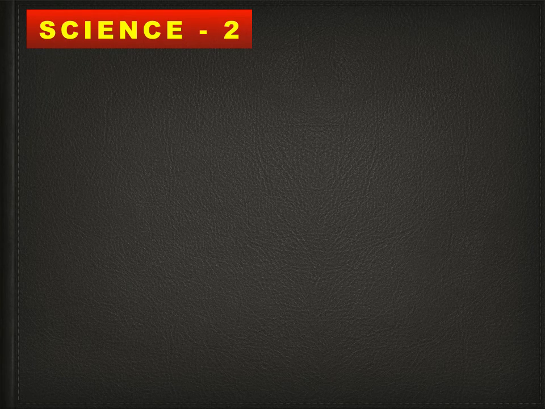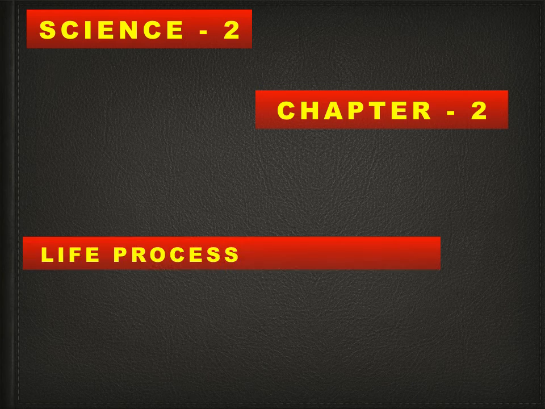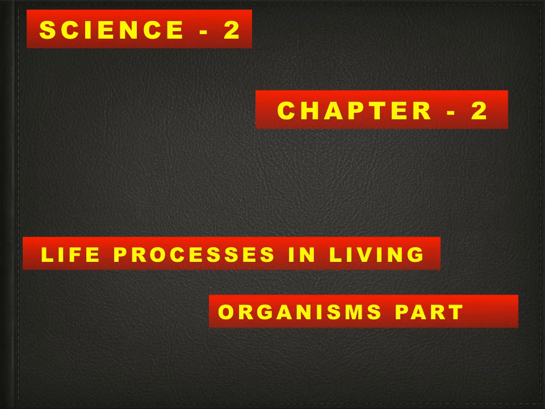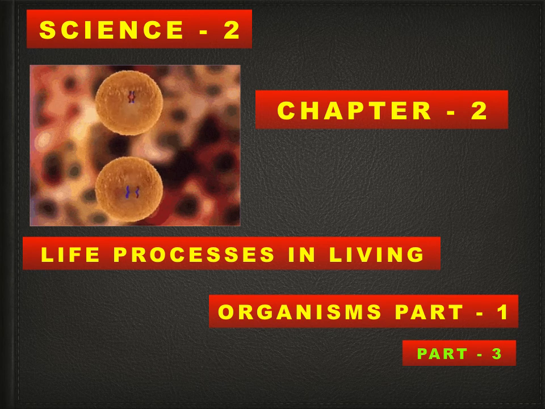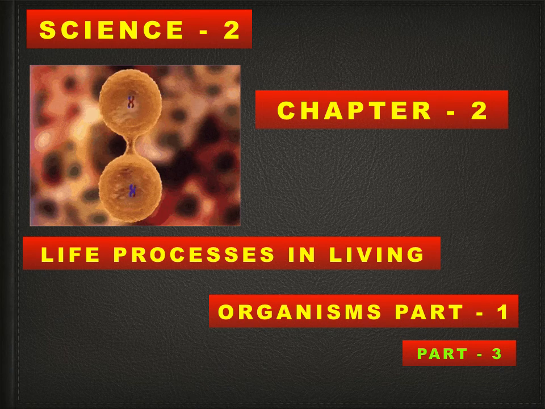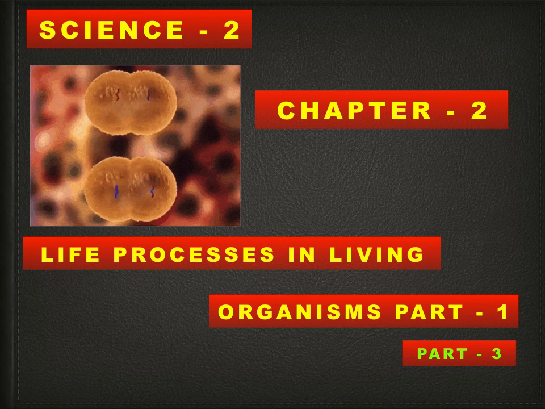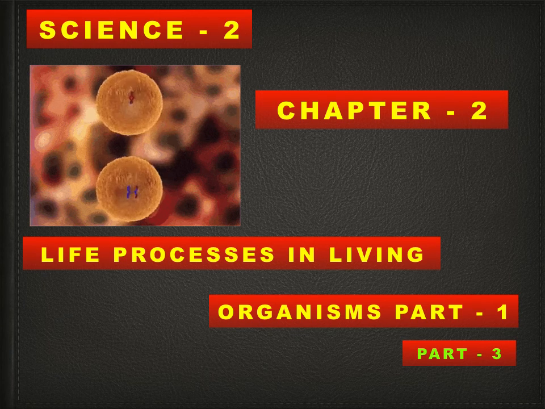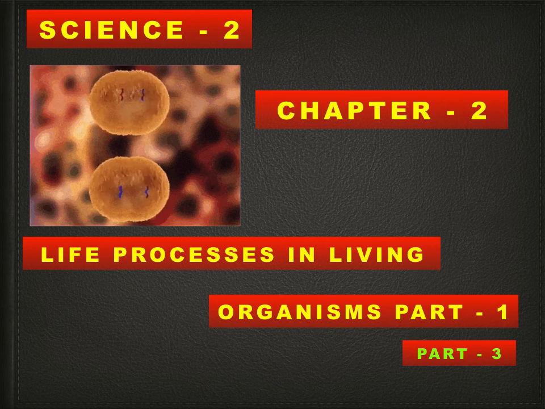Students, today we are going to study in Science-2, Chapter 2, Life Processes in Living Organisms, Part 1. Today we are going to see the third part of this topic. Cell division is one of the very important properties of cells and living organisms. Due to this property only, a new organism is formed from existing one.